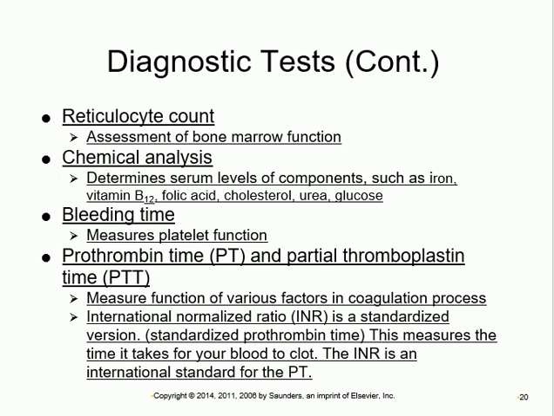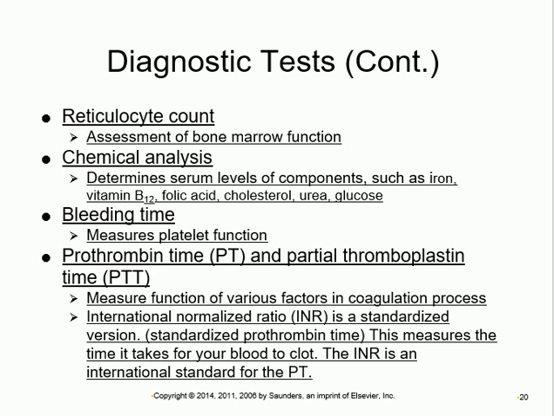Chemical analysis: you can check the amount of vitamin B12 and folic acid, which are needed. You can tell how much iron you have and so on, which are all the things needed to make the blood. Bleeding time, prothrombin and partial thromboplastin, this is very important to know. They are measuring different things. You have to know this.